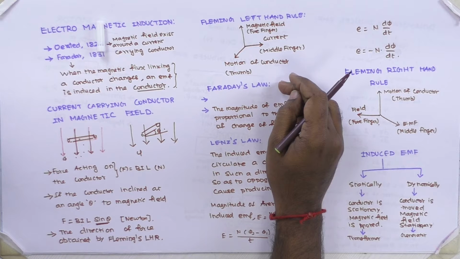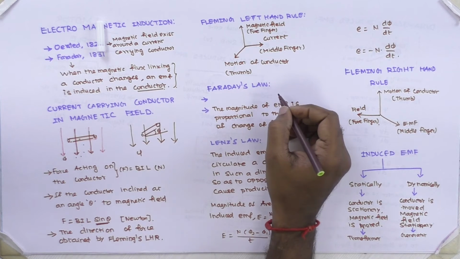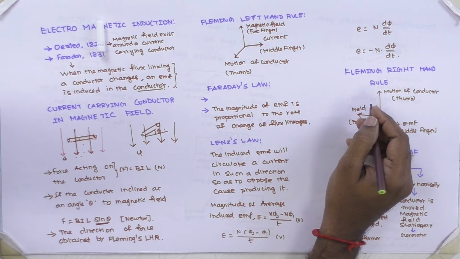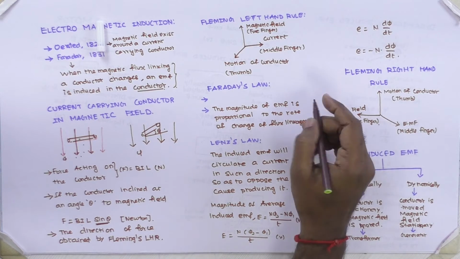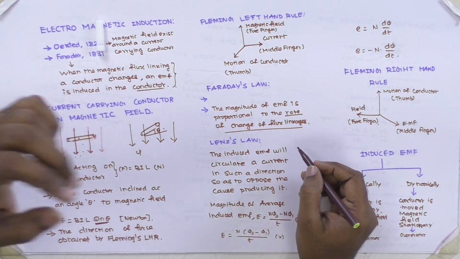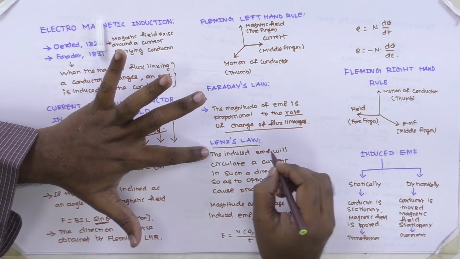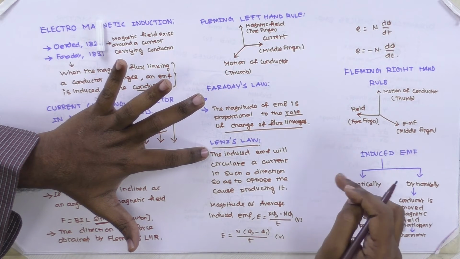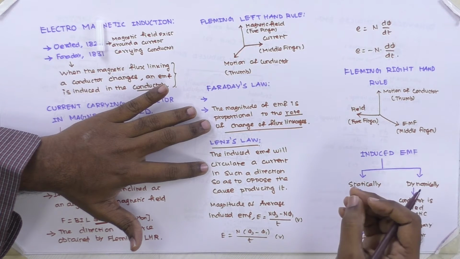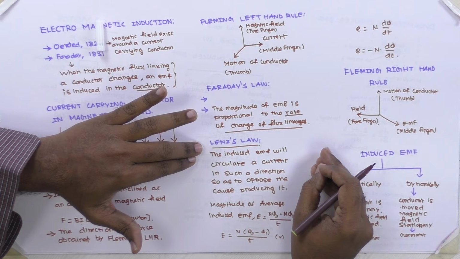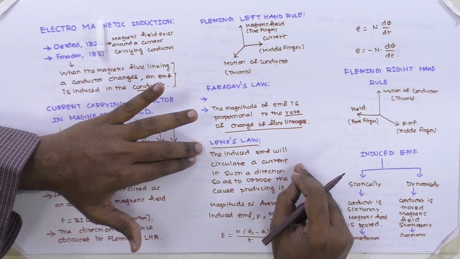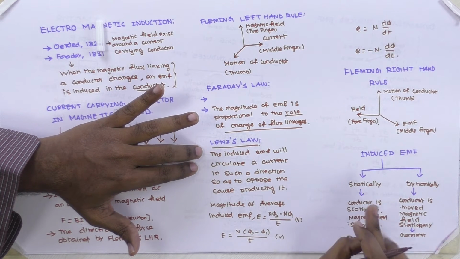Next is Faraday's law. Faraday's first law is the same as discussed earlier: whenever the magnetic flux linking a conductor changes, an EMF is induced in that conductor. The second point is that the magnitude of the EMF is proportional to the rate of change of flux linkages. And then Lenz's law: whenever an EMF is induced in a conductor, it is in such a direction as to oppose the cause producing it. So as per Lenz's law, the induced EMF always has a direction opposite to the applied source voltage or applied source current direction.